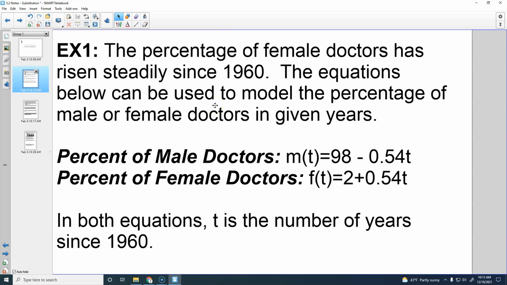So, the percentage of female doctors has risen steadily since 1960. The equations below can be used to model the percentage of male or female doctors in given years. We actually looked at some of this data when we were doing line of best fit. You guys remember seeing a question about, actually I think that one was about lawyers. There was definitely a lawyer question. We may have also looked at doctors too, but there was definitely a lawyer question that you guys saw.